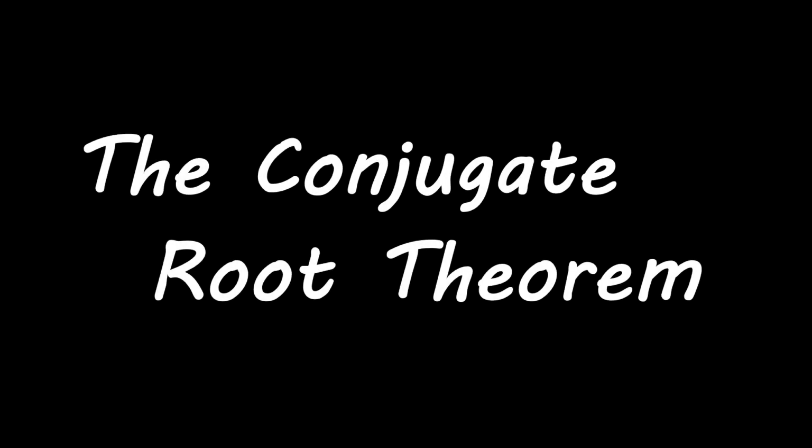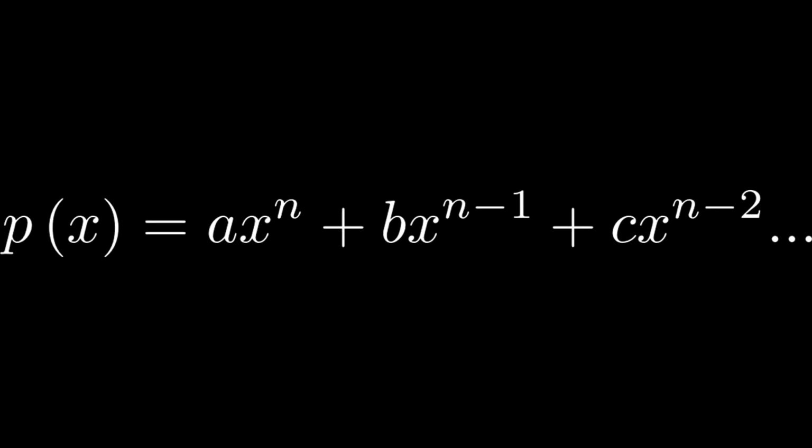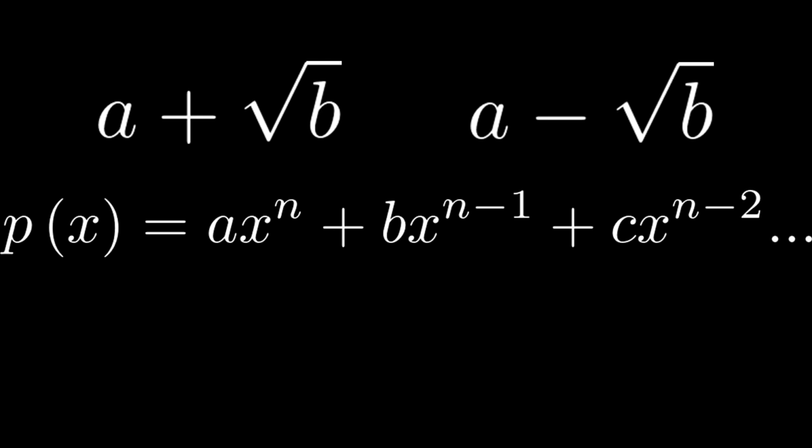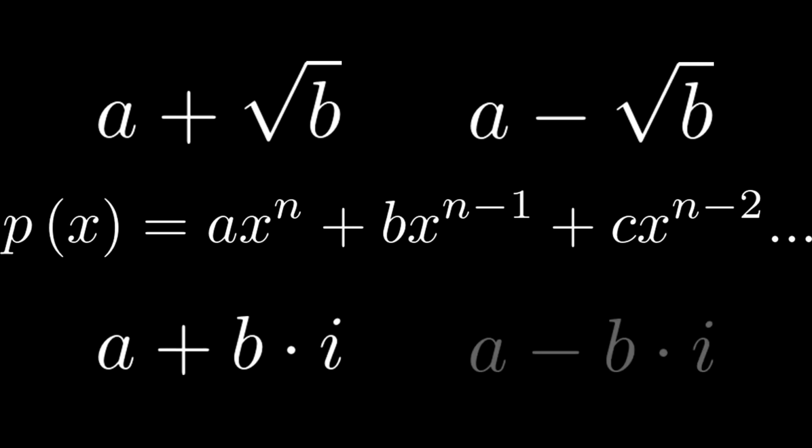Assume we have some polynomial ax to the n, bx to the n minus 1, cx to the n minus 2, and so forth, where all the coefficients, a, b, and c, are all integers. If we know that one root is a plus the square root of b, the conjugate root theorem says that another root must be a minus the square root of b. Similarly, if one root is a plus bi, another root must be a minus bi. Again, this is when we know that all the coefficients are all integers.